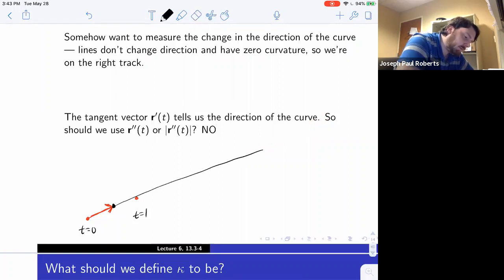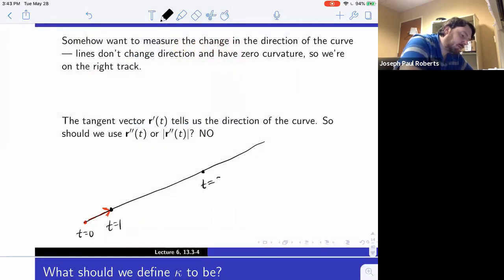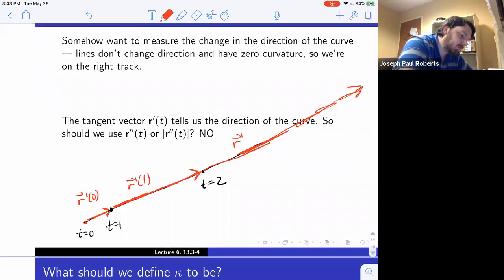Let's draw that again. Too much erasing. So we have a straight line path. Let's say that at t equals 1, it's here, but then at t equals 2, it's all the way there. And it keeps speeding up. So maybe this first red vector is r prime of 0, this is r prime of 1, this is r prime of 2.